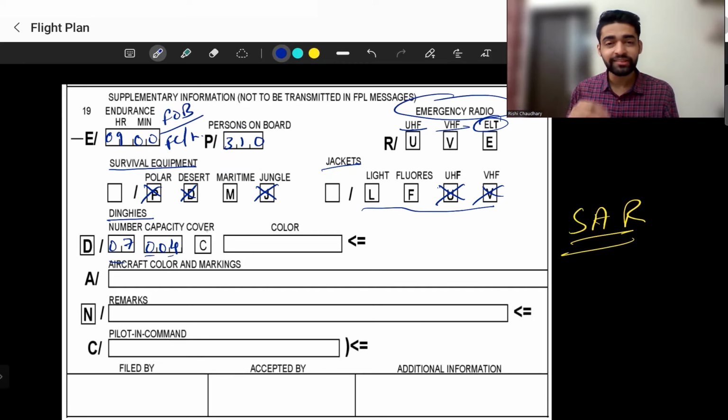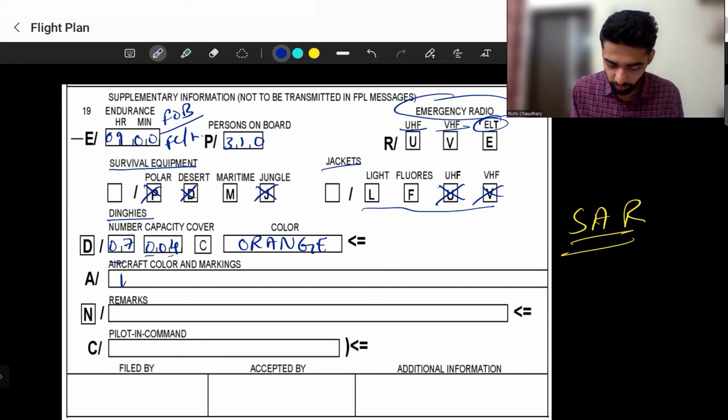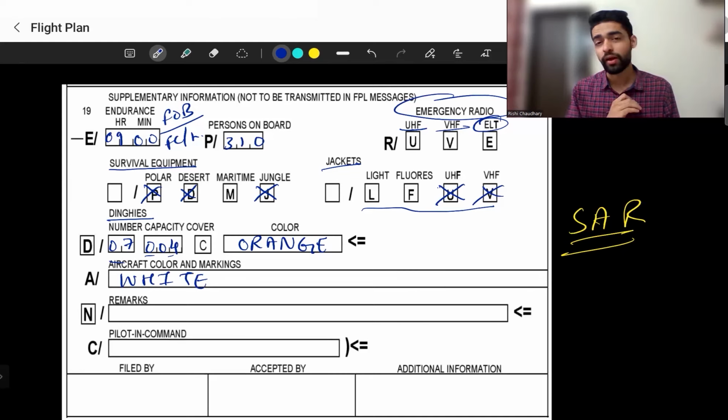And do these dinghies have a cover or a shell to it? So I will write that it has a cover. And what is the color of the dinghy? You can say orange. Okay. And then aircraft color and markings. If it is white, you will say white. If it is black, you will say black. Usually it is white, so I will say WHITE. And any remarks? I don't want to have any remarks because I'm done with this topic now.